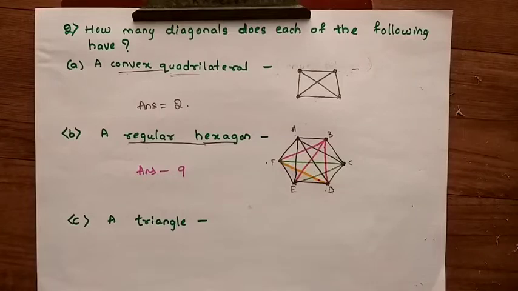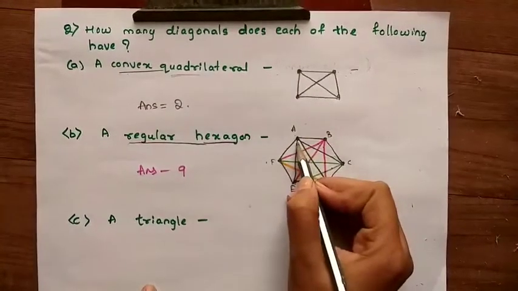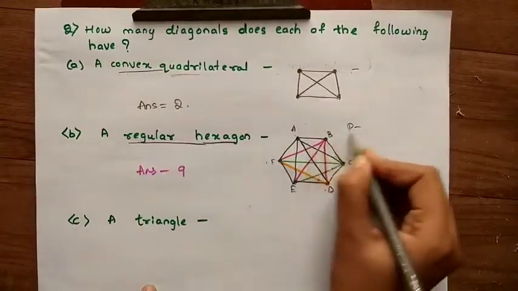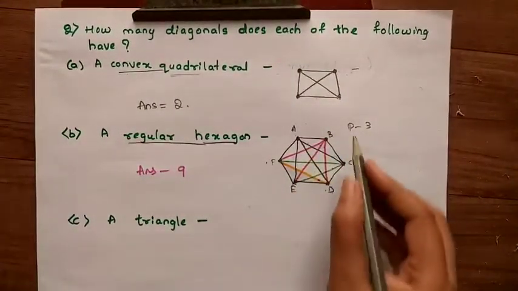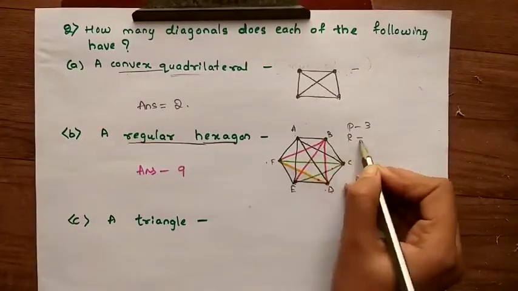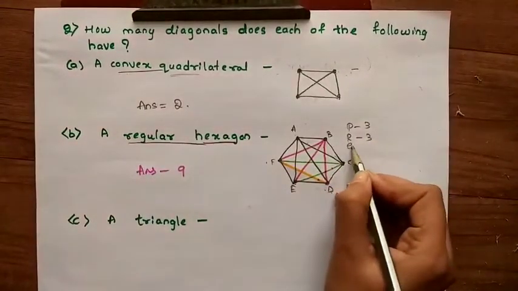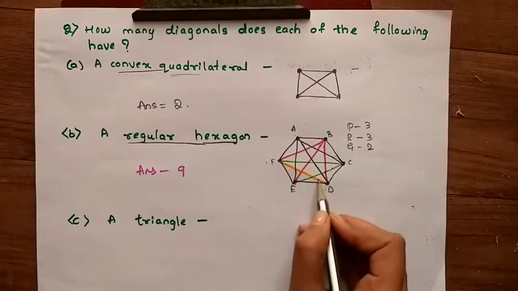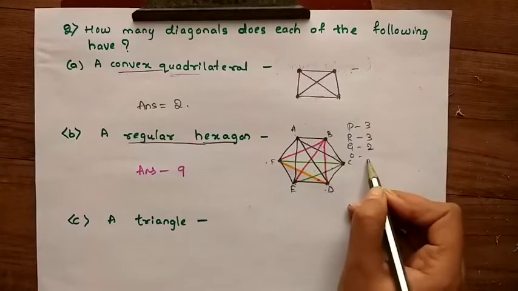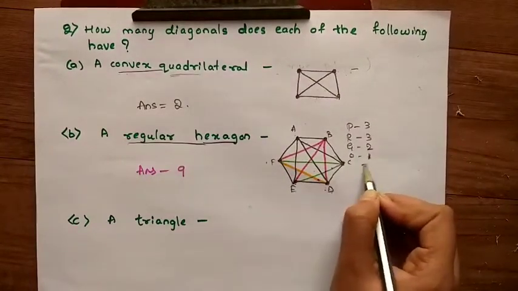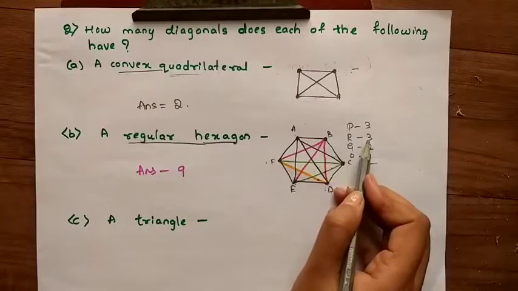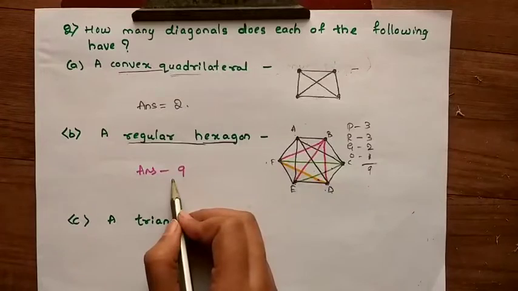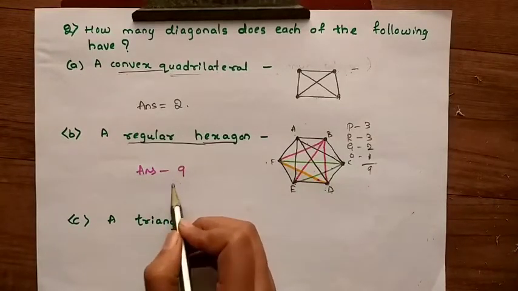Okay. So I will count here. This is 1, 2, 3. Here with the pencil I drew 3 diagonals. With the red color sketch I drew 3 diagonals. With the green color sketch, I drew only 2 diagonals. With the orange color sketch, I drew 1 diagonal. So add all these diagonals: 3 plus 3 is 6, 6 plus 2 is 8, 8 plus 1 is 9. Total how many diagonals are there? 9 diagonals are there. This is the solution.